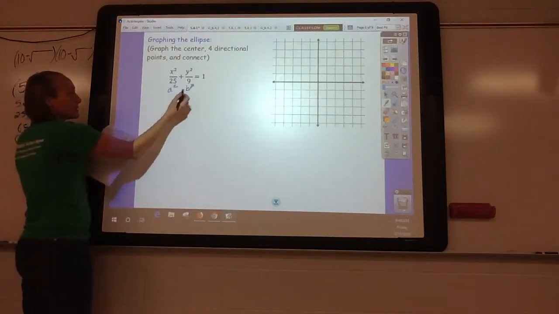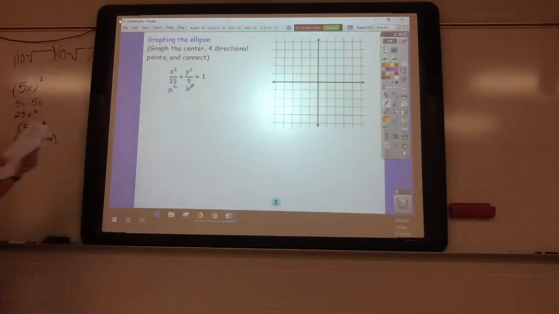Okay, so this is a squared, this is b squared. We're on the top row of our chart as we're going through this one. Okay, we want to graph the center and the 4 directional points, which are your covertices and vertices, and we want to connect, and that's all we have to do. So very similar to a circle. Okay, my a and my b help me find my vertices and covertices.